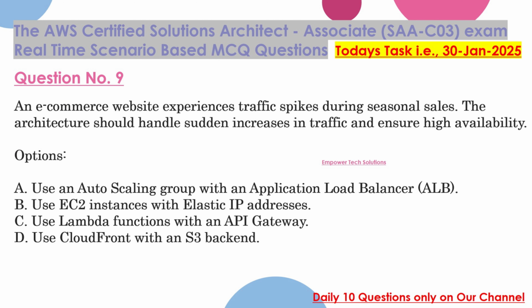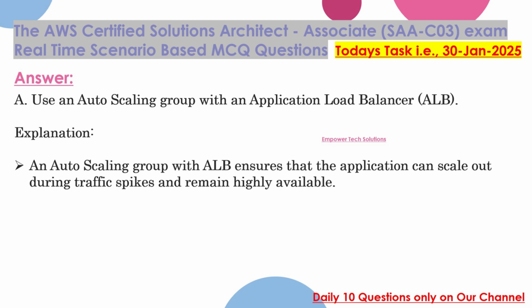Question 9. An e-commerce website experiences traffic spikes during seasonal sales. The architecture should handle sudden increases in traffic and ensure high availability. Options: A. Use an auto-scaling group with an application load balancer, ALB. B. Use EC2 instances with elastic IP addresses. C. Use Lambda functions with an API gateway. D. Use CloudFront with an S3 backend. Correct answer: A. Use an auto-scaling group with an application load balancer, ALB.